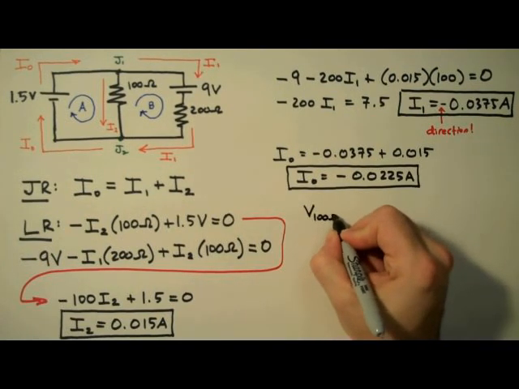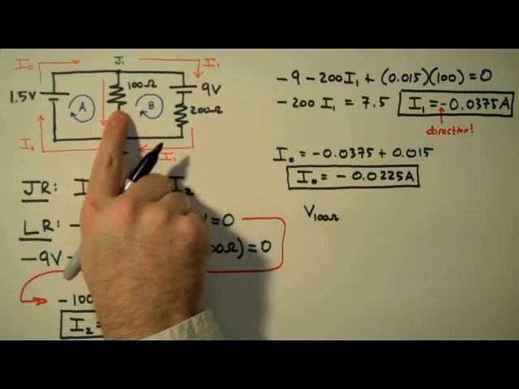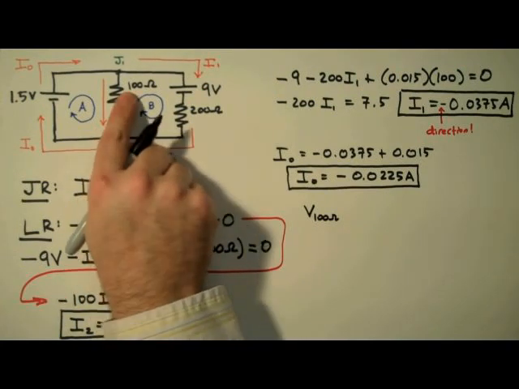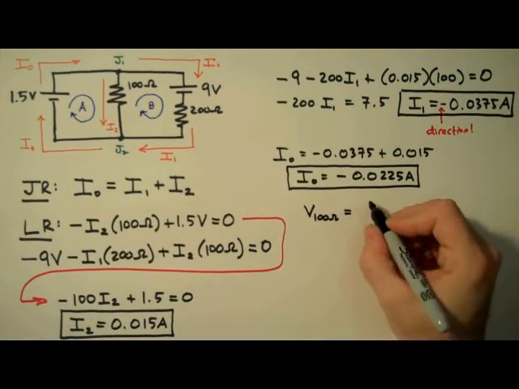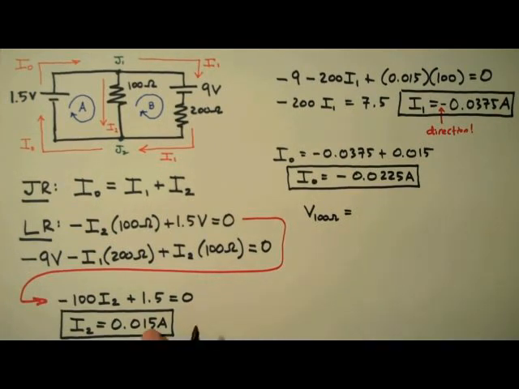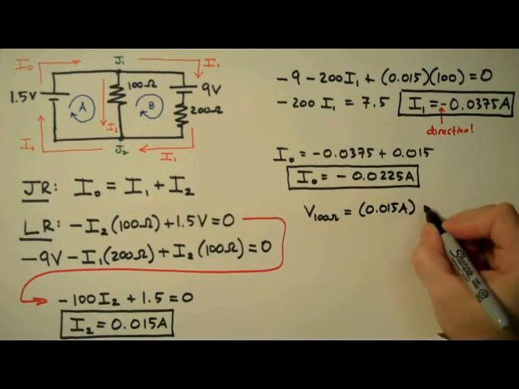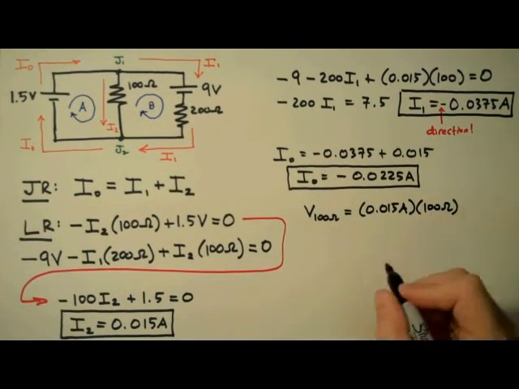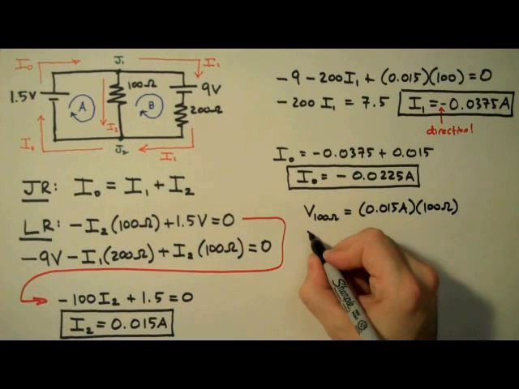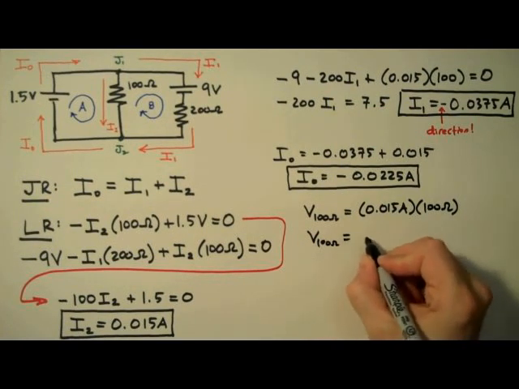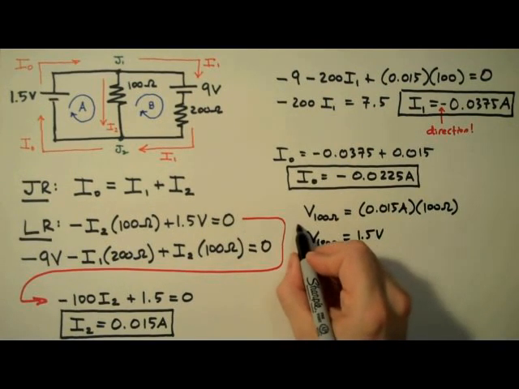So now that we have the currents in this circuit, we can determine the voltage drops across the resistors using the current and the resistance values. In other words, we're going to use Ohm's law. So for current, we use the 15 milliamp value and the 100 ohm value. And we find out that the voltage drop across the 100 ohm resistor is going to be 1.5 volts.